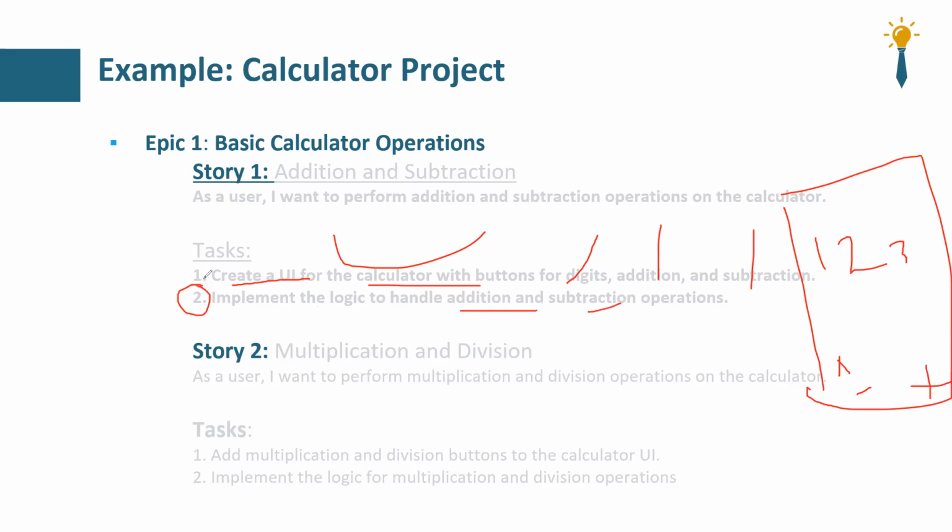And the second task can be implement the logic to handle addition and subtraction operations. So these are called tasks. This is a user story, and this is epic one.